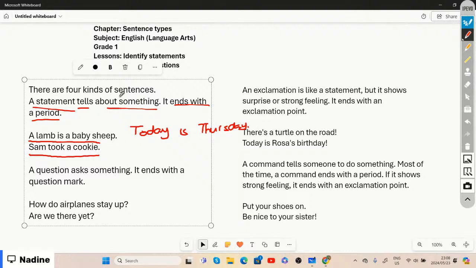Or just saying that tomorrow will be Friday. That is just a statement that you're making. It's like you're just telling someone something, and it ends with a period.